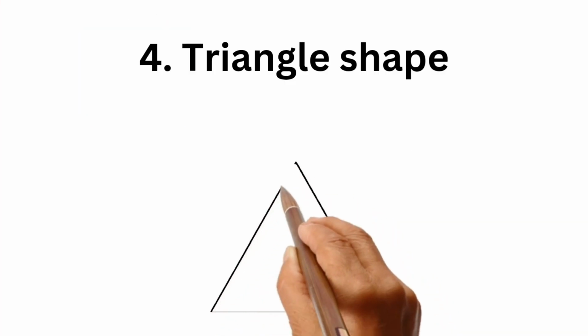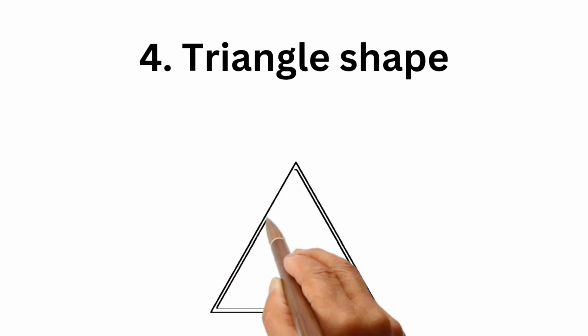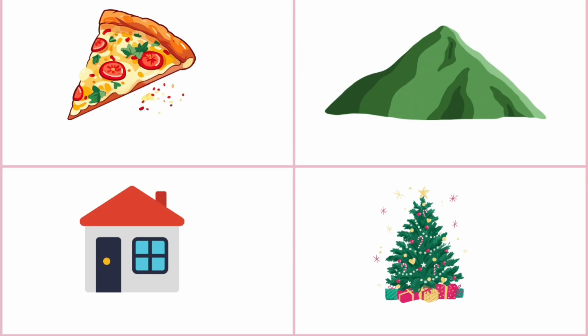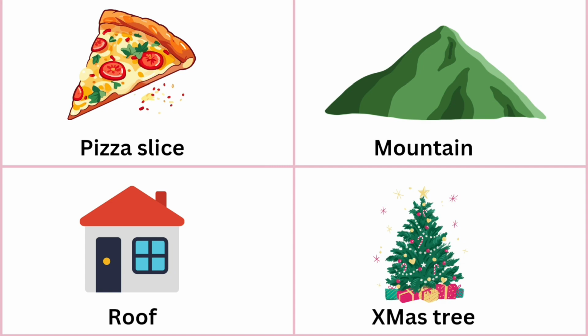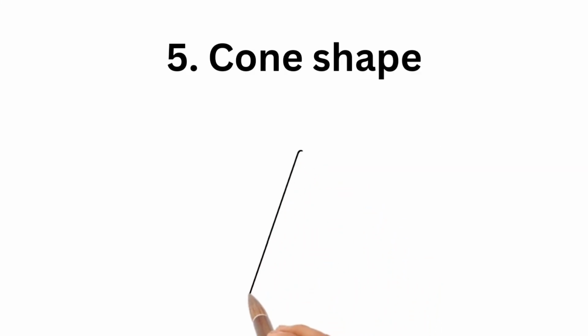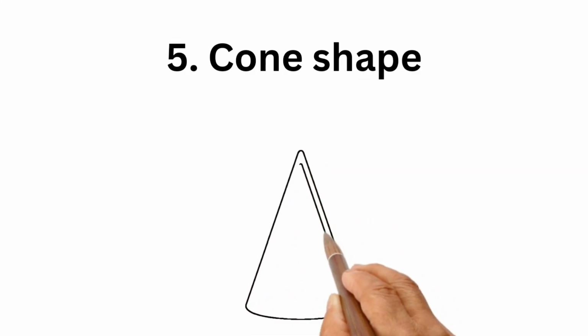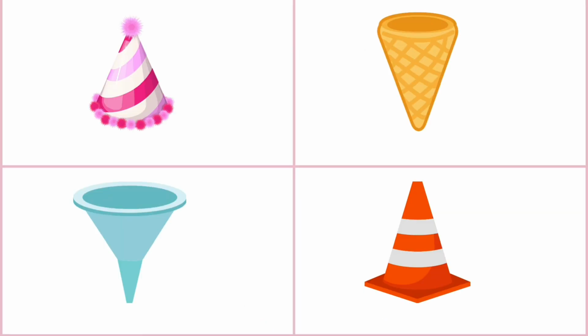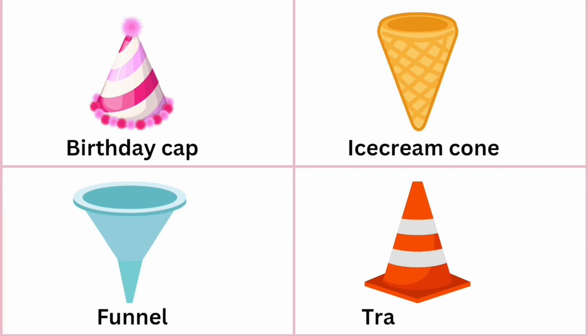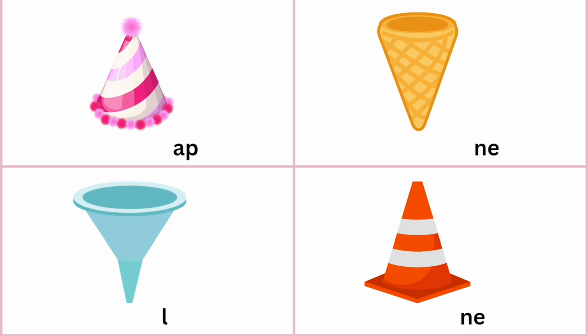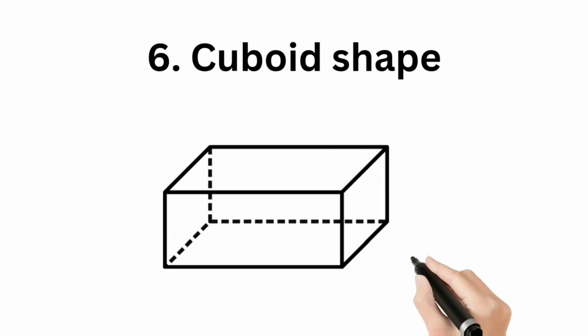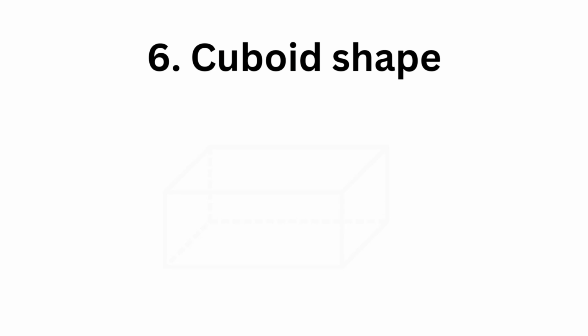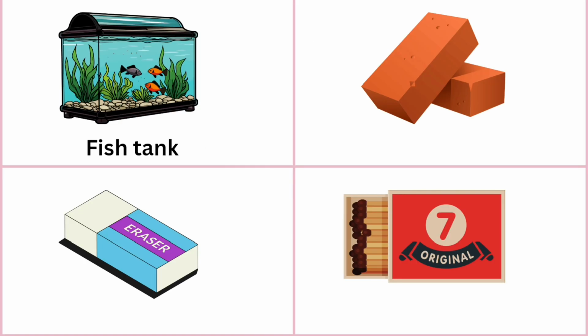This is triangle shape: pizza slice, mountain, roof, Xmas tree. This is cone shape: birthday cap, ice cream cone, funnel, traffic cone. This is cuboid shape: fish tank, brick, eraser, matchbox.